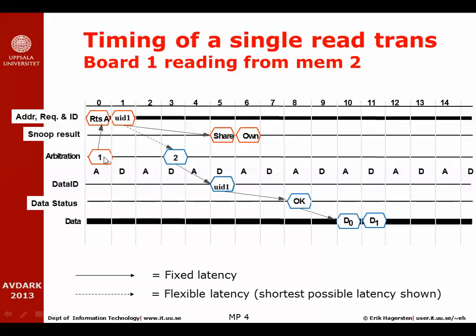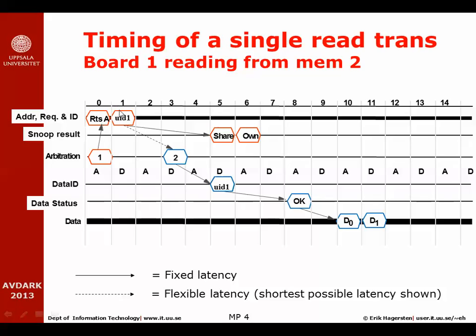In this diagram, we also show some number of latencies. So there's a fixed latency between the arbitration. You arbitrate for the bus, and in the same cycle, in this implementation, you may actually put the address, the request encoded, on the bus.